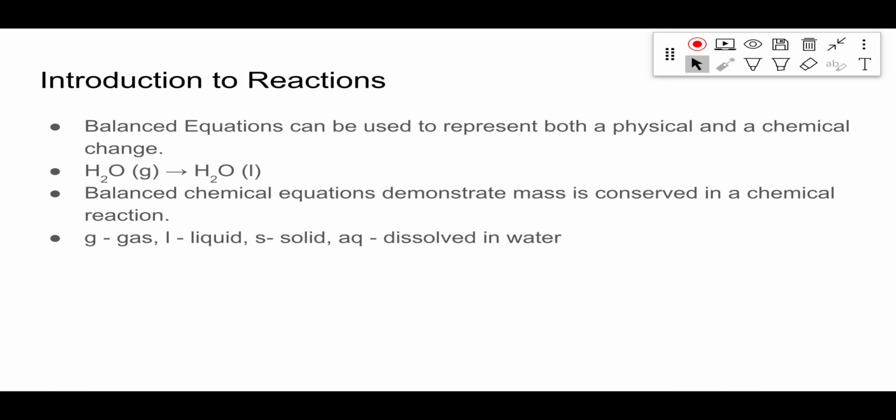We balance equations to prove the law of conservation of mass, because we can neither create nor destroy mass. So we have to have an equal amount of mass on our reactants and our products, and we do that by adding in coefficients to balance.